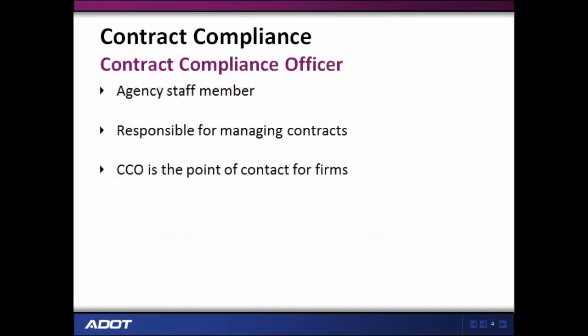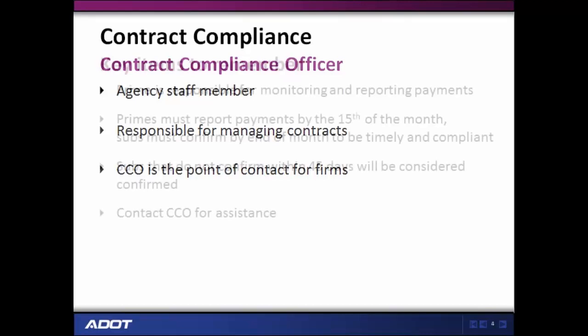If you incorrectly report a payment, you will need to contact your Contract Compliance Officer and request that they update the audit. The Contract Compliance Officer, or CCO, is the agency staff member that is responsible for managing the contract in the DBE system and is the point of contact for firms.